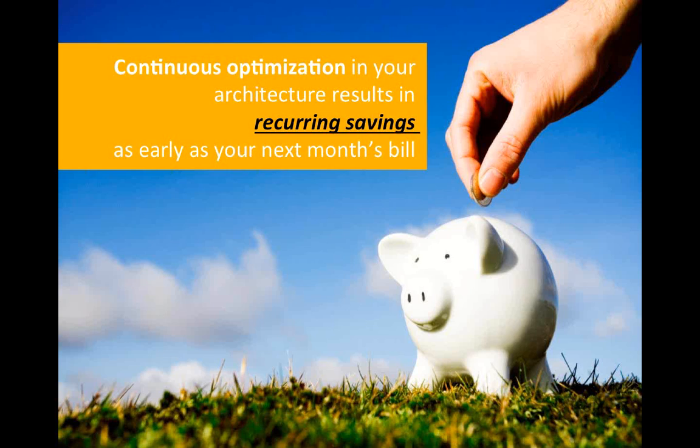Also, through continuous optimization in your architecture, you can get recurring savings straight away. So if you optimize your architecture, for example, you deploy a version 1 of your infrastructure, and then you get a feel for the capacity that's needed, and then you start investing in reserved instances, you will see the benefit of that in the next month's bill immediately. So cost savings hit you straight away. You don't have to wait for a long time because you don't have all of that sunk cost. So optimizing your architecture for cost can give you cost savings immediately, as quickly as your next month's bill.